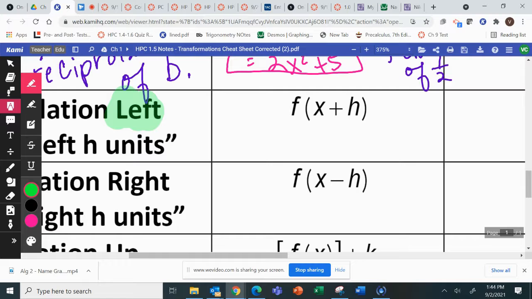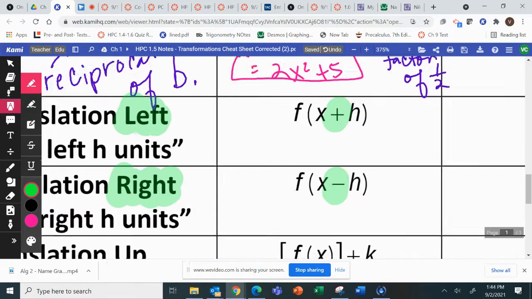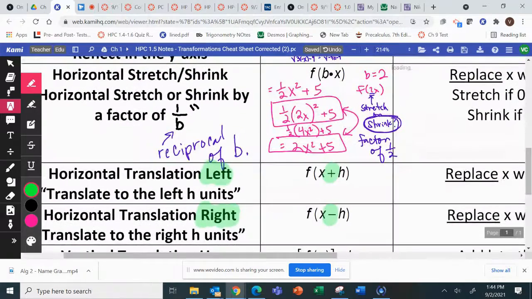When it goes to the left, it's adding. When it goes to the right, it's subtracting. In fact, everything up here that is horizontal is an opposite operation. It's like, doesn't make sense. Opposite of what makes sense.